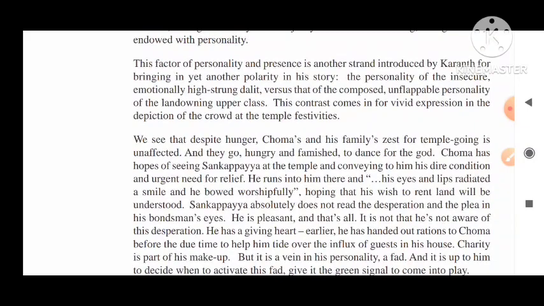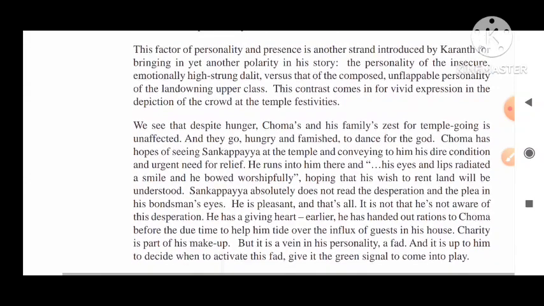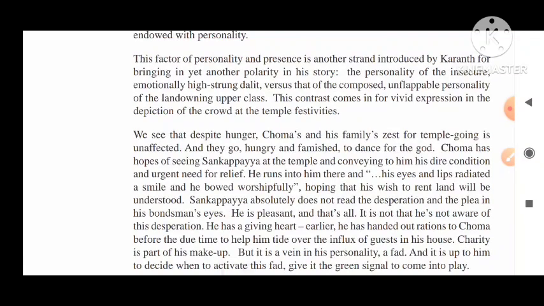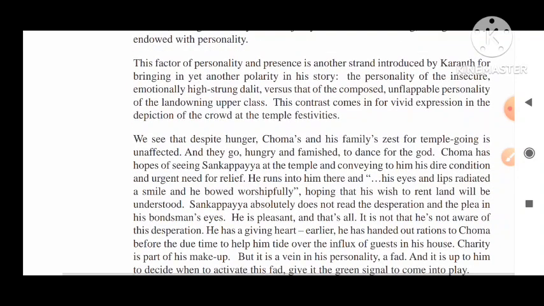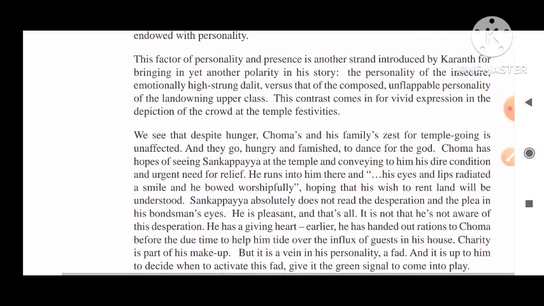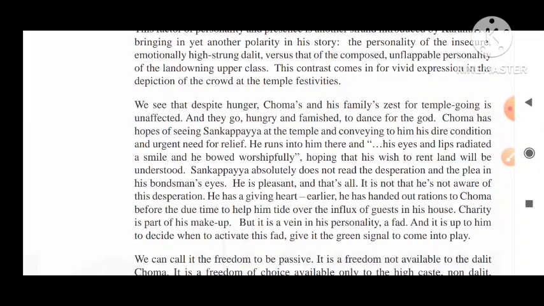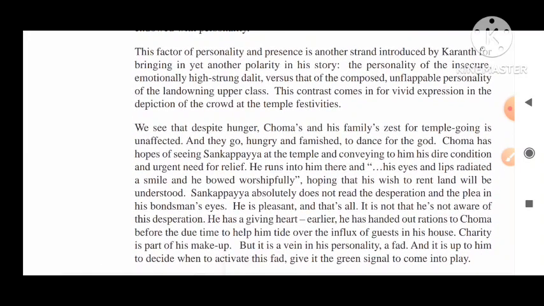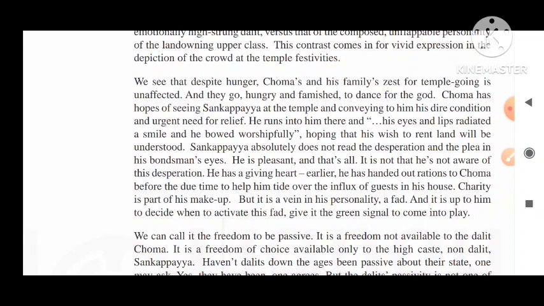This factor of personality and presence is another strand introduced by Karnath for bringing in yet another polarity in his story: the personality of the insecure, emotionally high-strung Dalit versus that of the composed, unflappable personality of the land-owning upper class. This contrast comes in for vivid expression in the depiction of the crowd at the temple festivities.